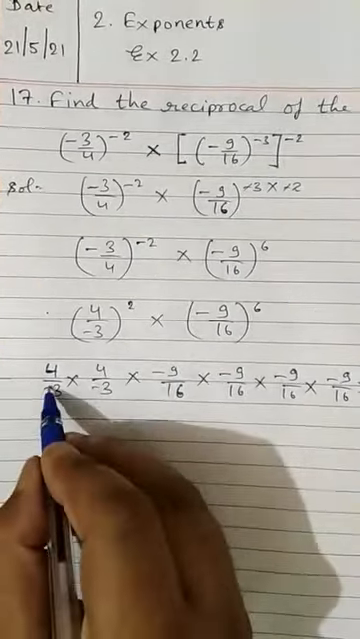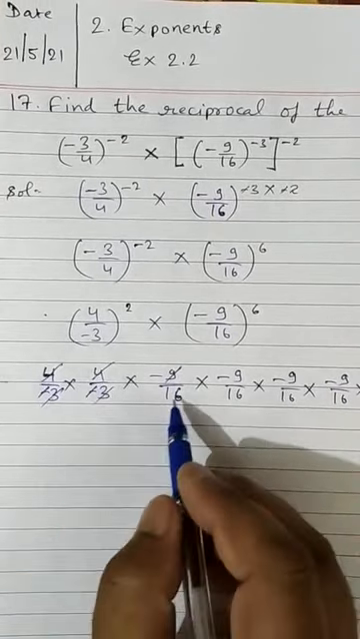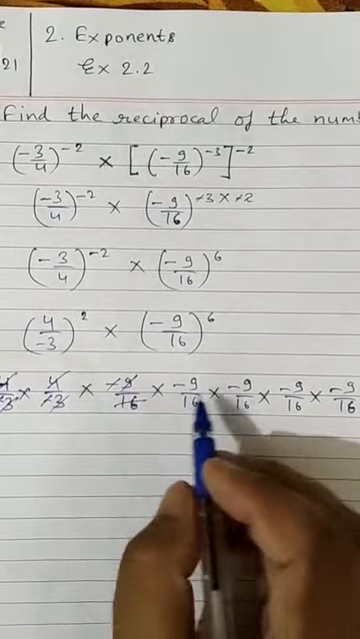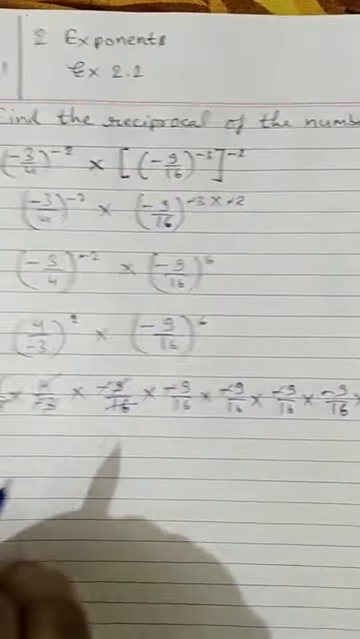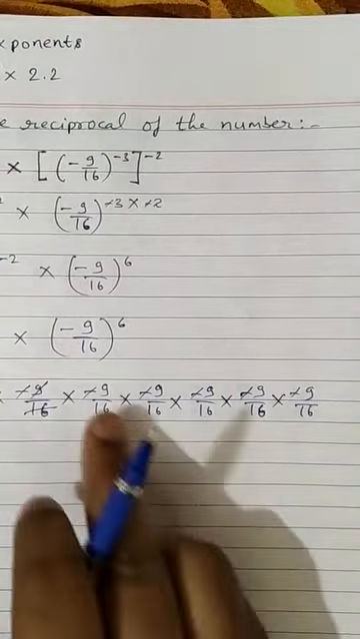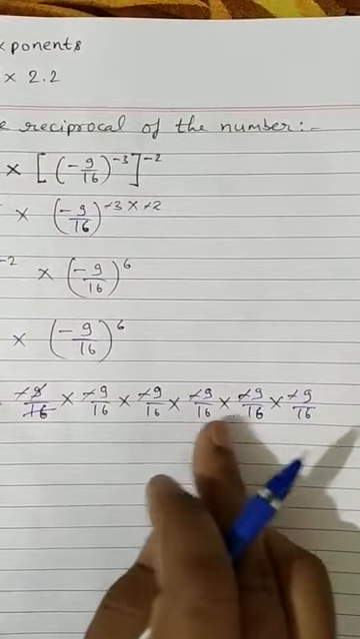3 times 3 is 9, so these two 3s will be cancelled by this 9, and 4 times 4 is 16, so this 16 is now cancelled. Now we'll cancel the negatives. This minus is cancelled with this, and this with this. Now we will count how many times we have 9/16: 1, 2, 3, 4, 5.